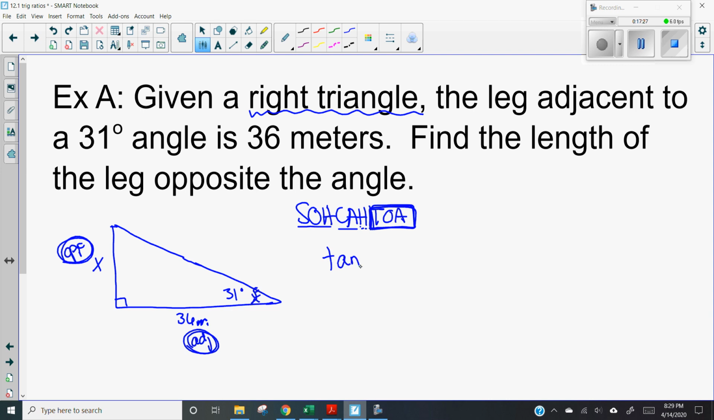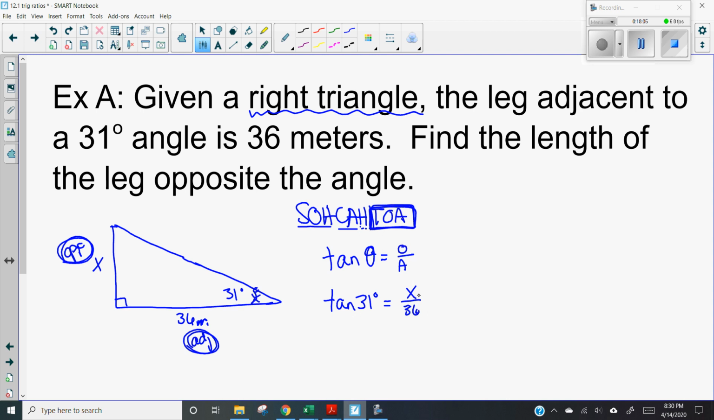So once you've labeled your triangle, let's go through this. Step 1, label your triangle. Step 2, choose a trig function. So tangent of theta is equal to opposite over adjacent. Just write out what the equation says. Step 3, plug everything in. So tangent of the angle. It's always tangent or sine or cosine of an angle. Don't put a side length here. That is equal to opposite over adjacent, which looks like x over 36. And then we are just solving for x.